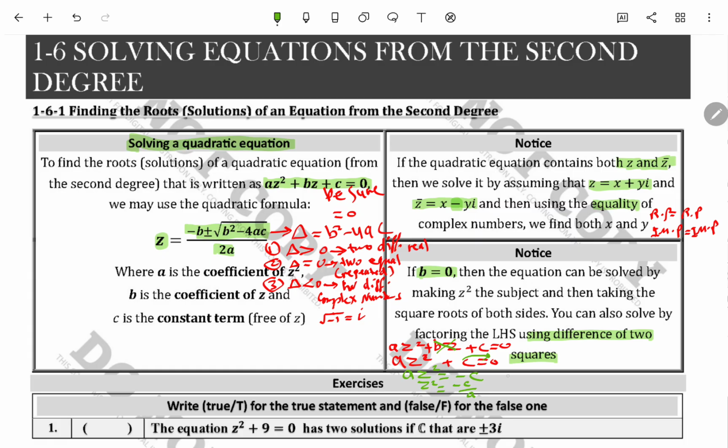Finally, you can take a square root for both sides, and that will give you two answers, plus and minus square root of negative c over a, and the negative under the root will make it i. So the last answer will be a complex number, which is going to be exactly like this.